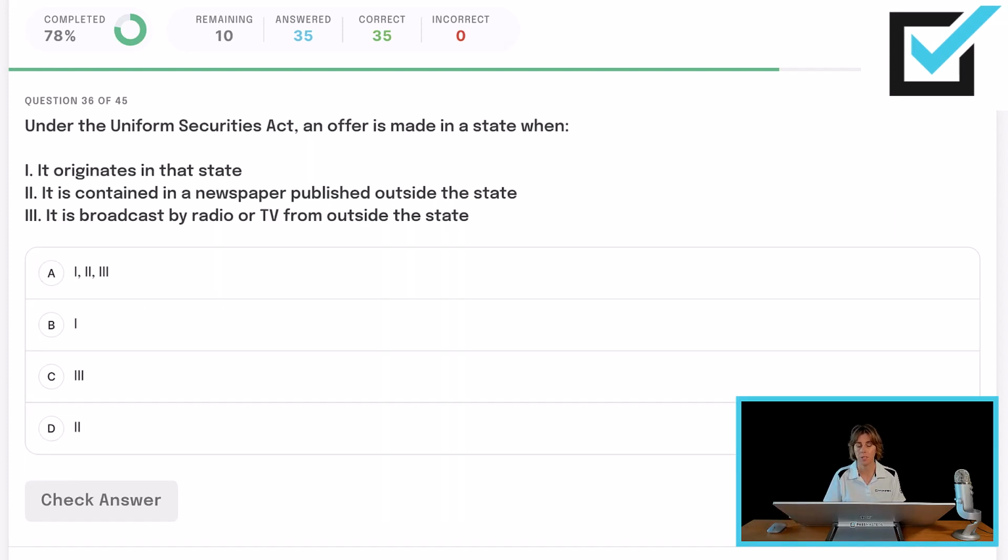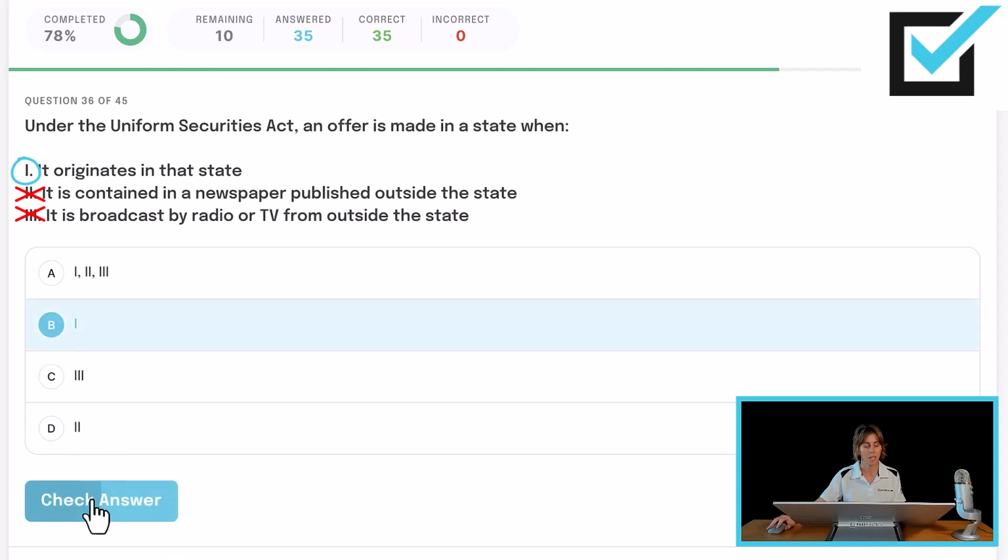Under the Uniform Securities Act, an offer is made in a state when 1, it originates in that state. Yes. It is contained in a newspaper published outside of the state. No. It is broadcast by radio or TV from outside of the state? No. So of those three, an offer is made in a state when it originates in that state. That's the only correct answer. So advertisements, newspaper, radio, TV, is regulated by the originating state only.